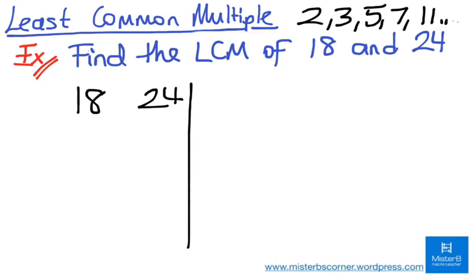So I'll start with 2 because both numbers are even. So if I divide 18 by 2, I get a 9. If I divide 24 by 2, I get a 12. If I was to calculate HCF, I would mark this because 2 is a common factor. But I don't need that, so I don't do that.